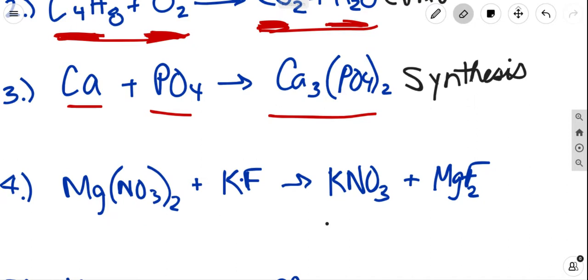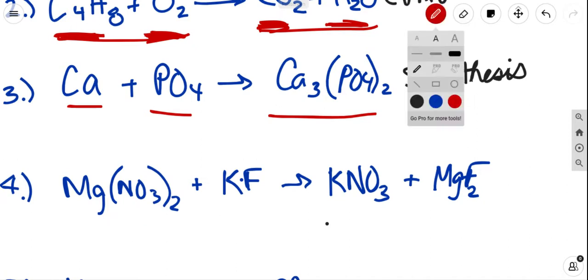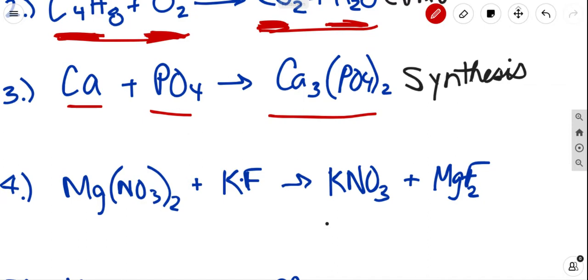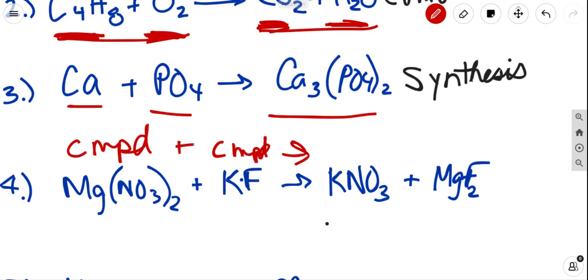All right. Well, what do I have present here? Well, Mg(NO3)2, that's magnesium nitrate. That's a compound. Potassium fluoride, that's a compound. So I have 2 compounds yielding potassium nitrate, that's a compound, and magnesium fluoride, that's a compound. So I have 2 compounds on each side. Is that single or is it double? Well, it usually means double.